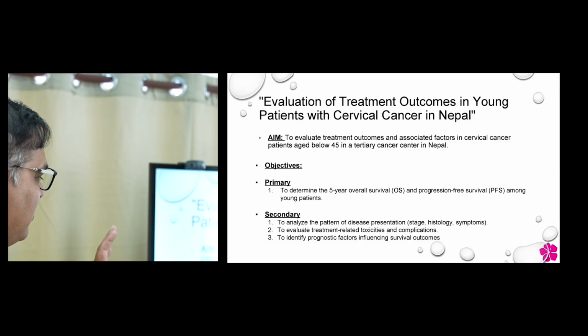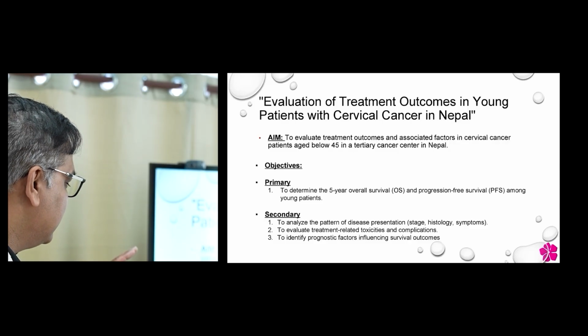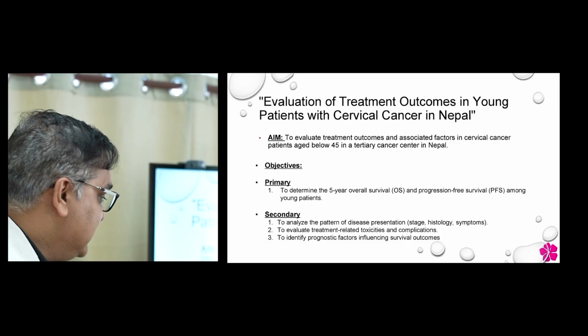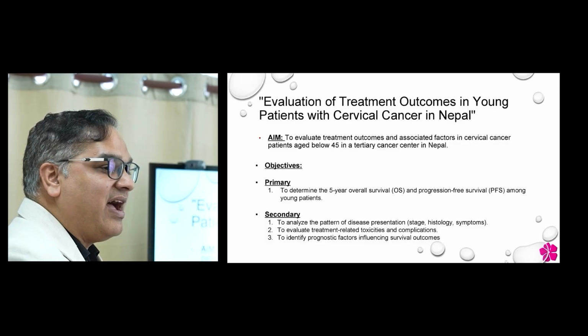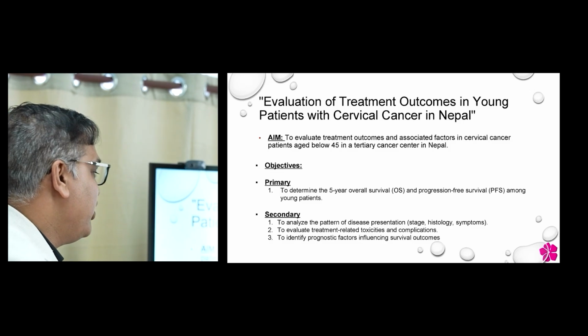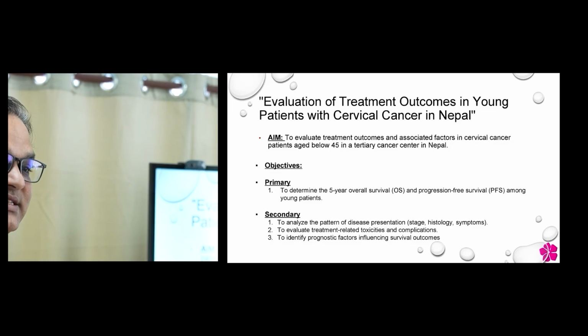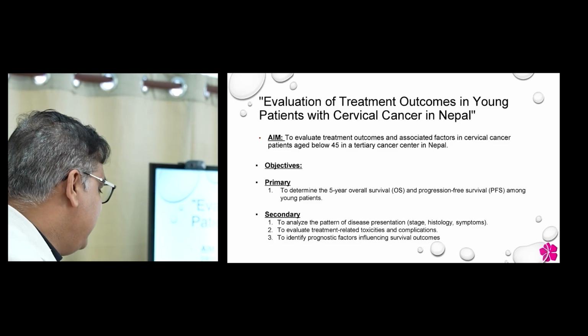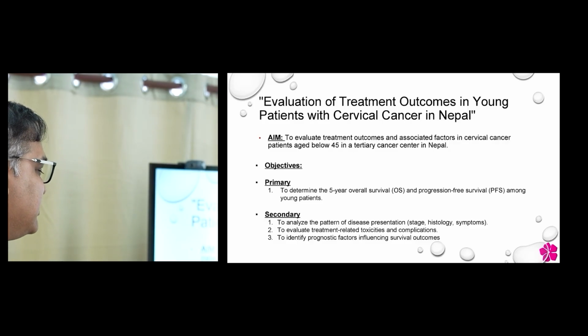But objectives: how do we want to achieve our aim? So it can be primary or secondary. Primary is our main objective. So how do we want to see? To determine the 5-year survival and progression-free survival among young patients. That's the objective. Secondary: to analyze the pattern of disease, to analyze treatment-related toxicities, to identify prognostic factors. So this is how aims and objectives are divided.